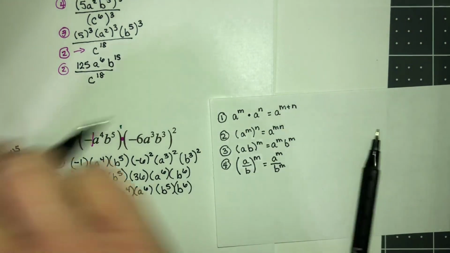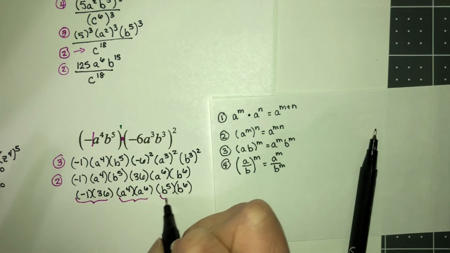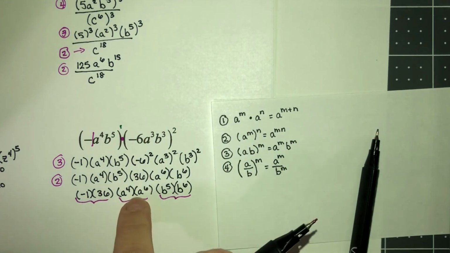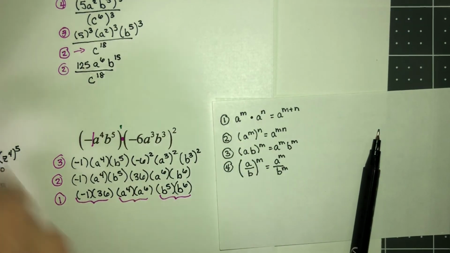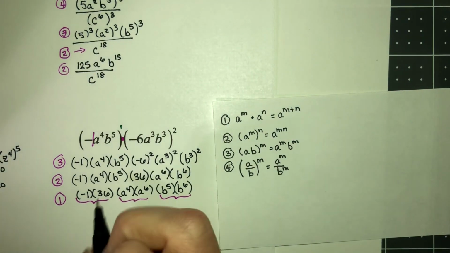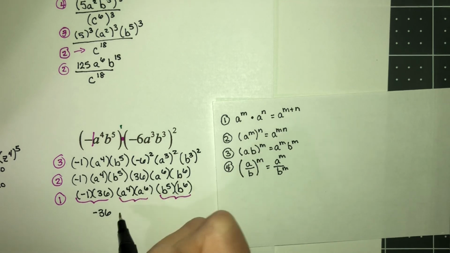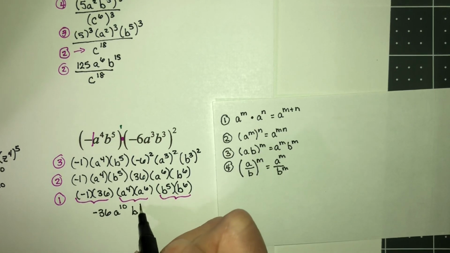Okay. If you multiply here, here, and here. For these two, I'm going to be using property number 1. I have the same base multiplied together. I'm going to add those exponents. So this is going to be property number 1. But first, -1 times 36 is -36. Add these, a to the 10th. Add again, b to the 11th.